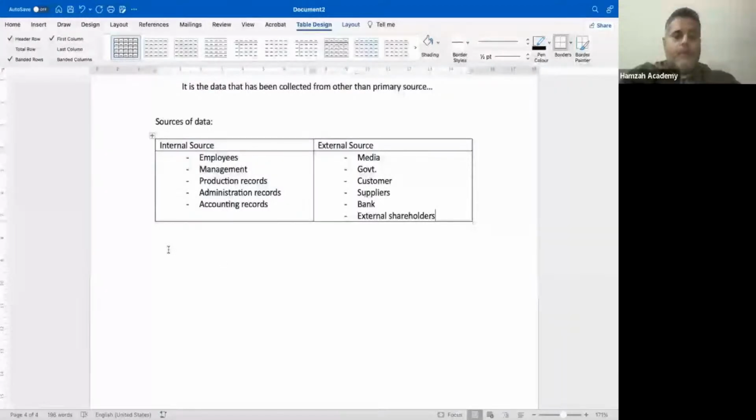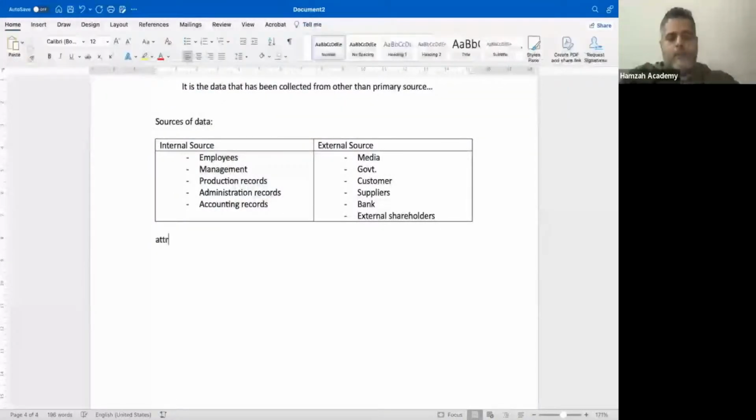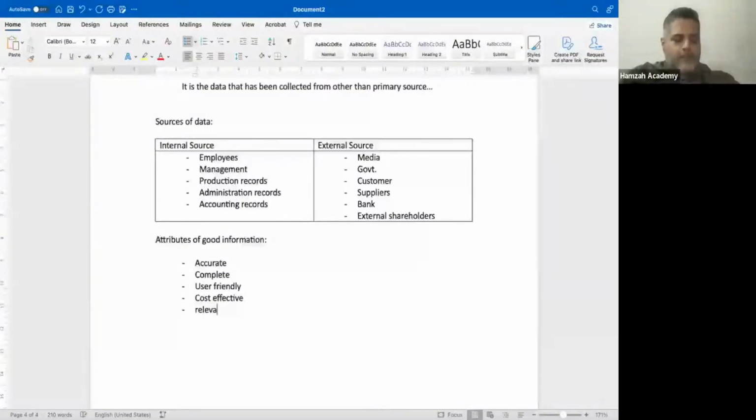And then after this, we have the attributes of good information, the characteristics of good information. It has to be accurate, complete, user friendly, cost effective, relevant, reliable, timely, and communicated to the right person. These are the attributes of good information.